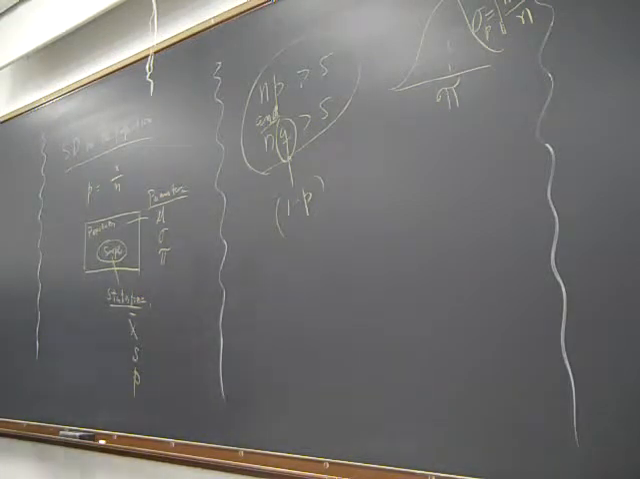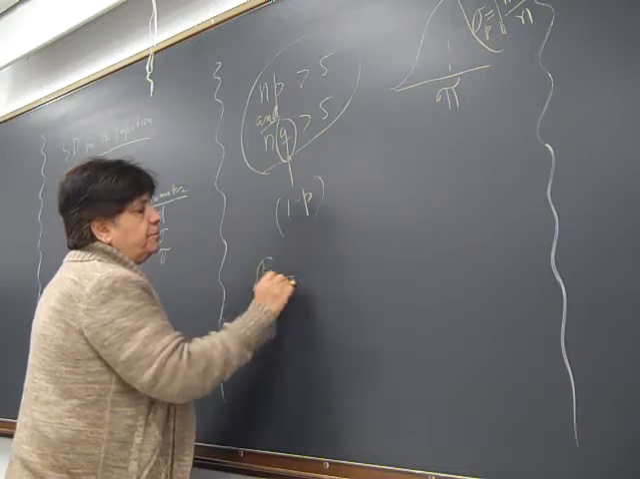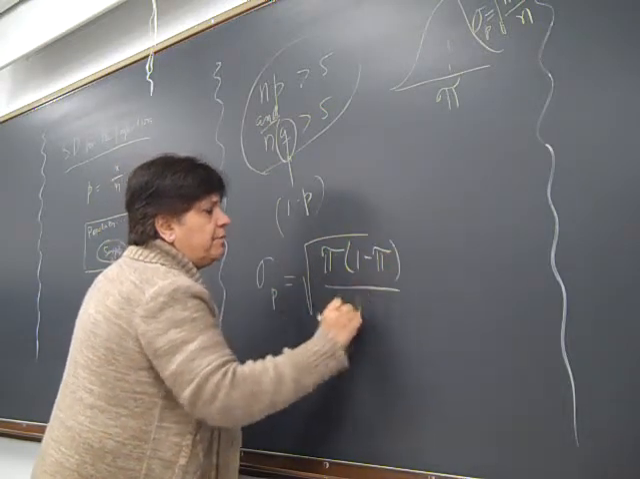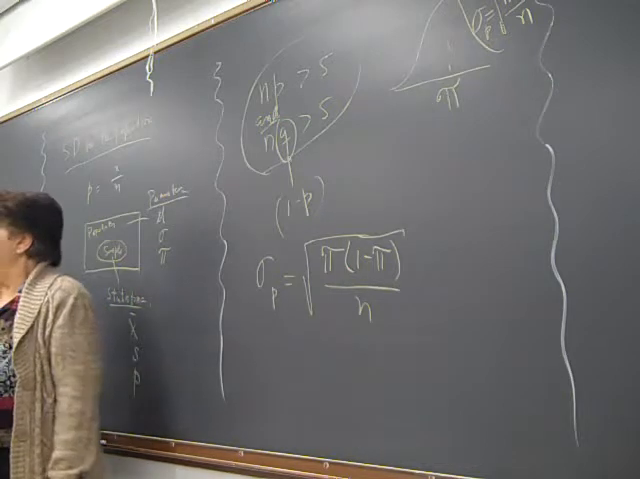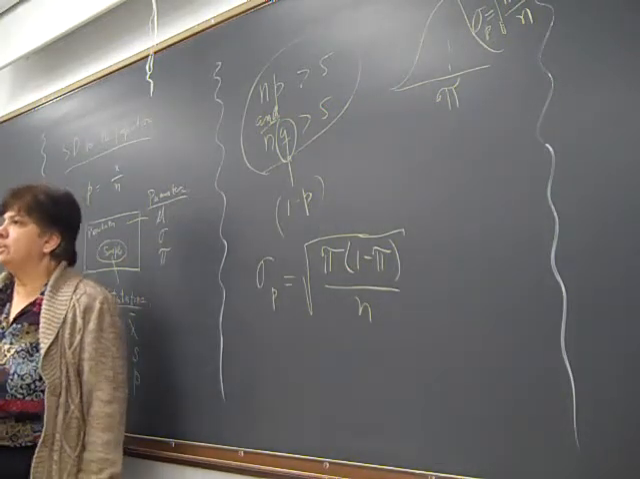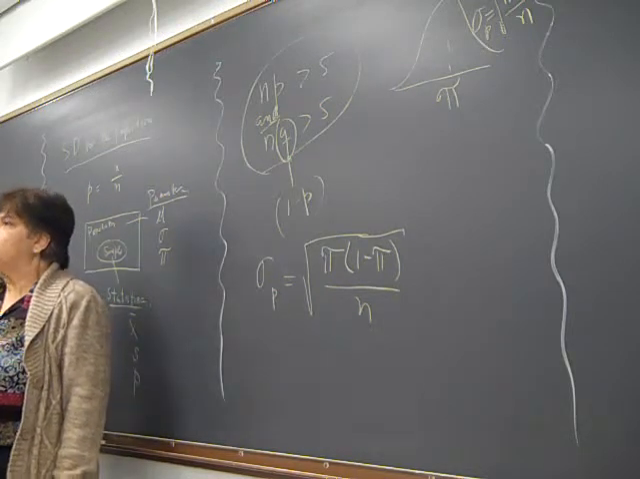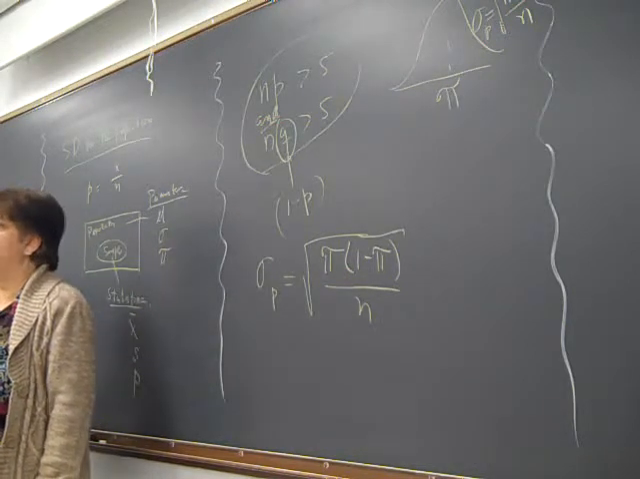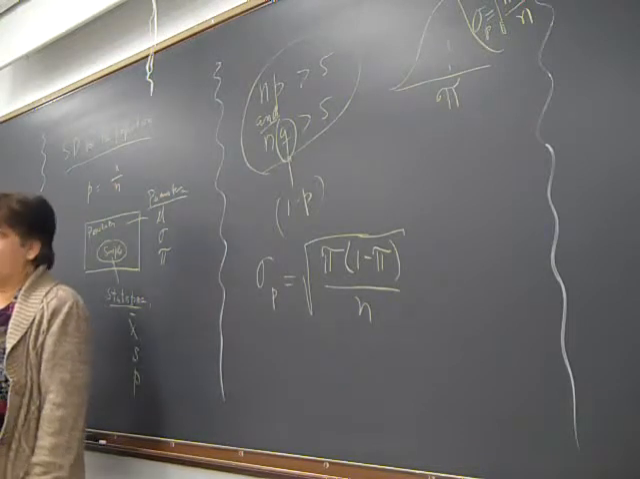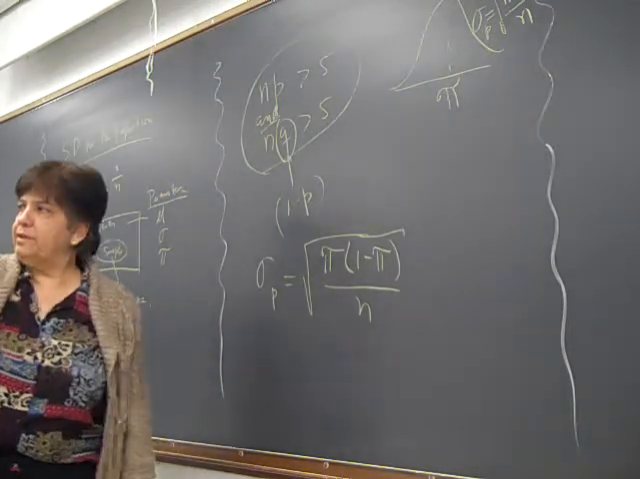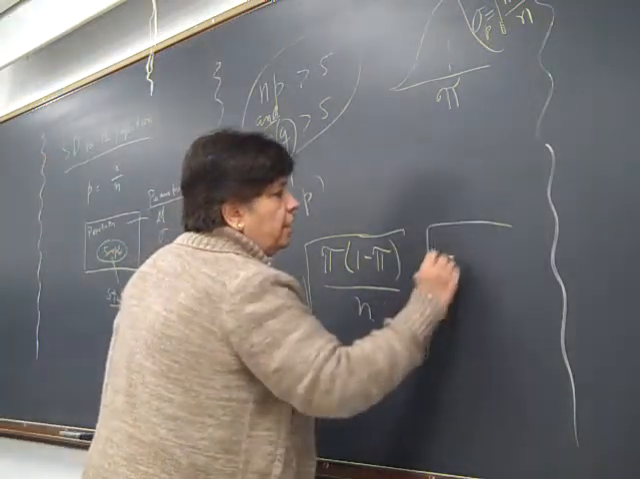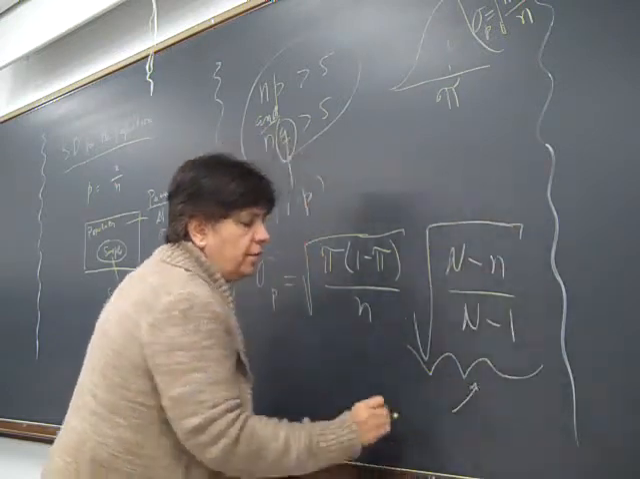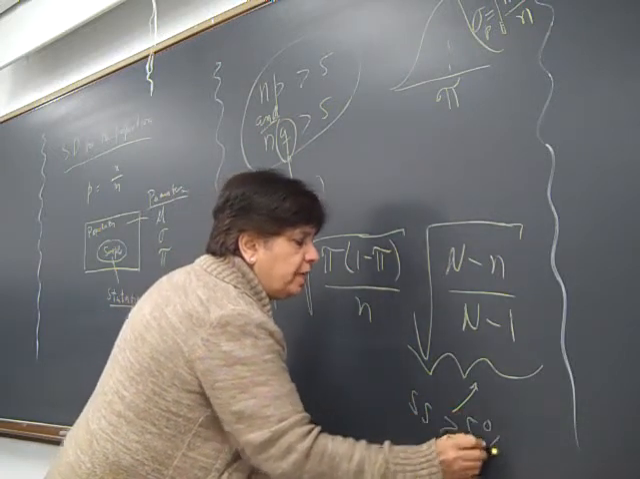In this case, the standard deviation of P is the square root of pi times 1 minus pi divided by n, right? This is the standard deviation of the resulting distribution. What if we are dealing with a finite population and the sample size is greater than 5% of the total population? Then we need to do exactly the way we did for the sampling distribution of the mean. We have to include the square root of N minus n divided by N minus 1 only if the sample size is greater than 5% of the total population.